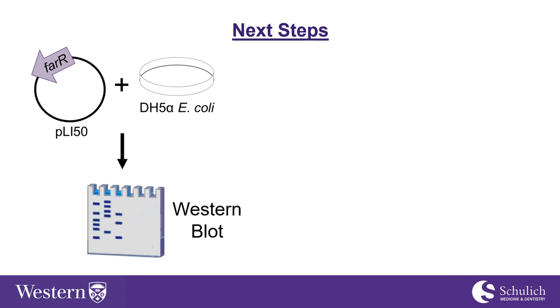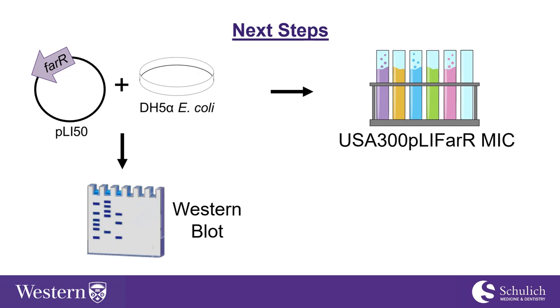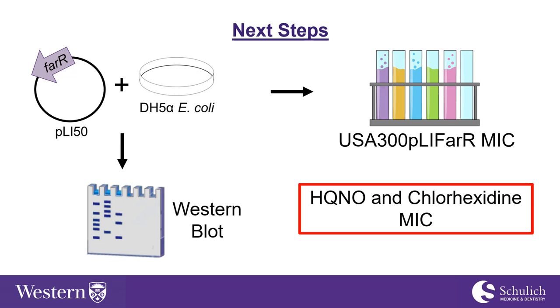The pLI FarR variants will then be cloned into our lab strain of USA300, and an MIC will be performed in the presence of linoleic acid to determine if each amino acid substitution alone is sufficient to cause increased growth and UFFA resistance. Both the original isolates and USA300 pLI FarR constructs will then be subject to MICs with HQNO and chlorhexidine to determine if FarE and FarR provide resistance to alternative antimicrobial compounds.